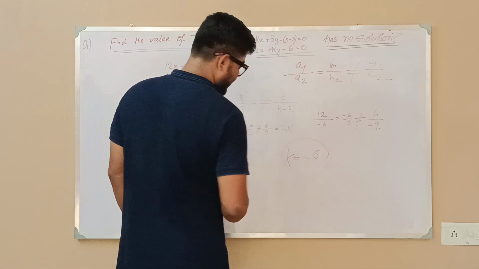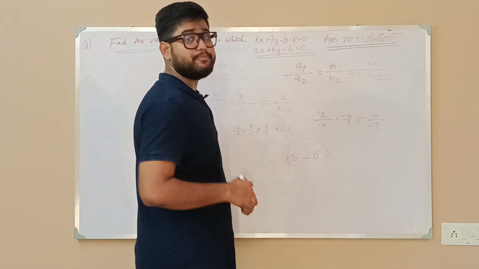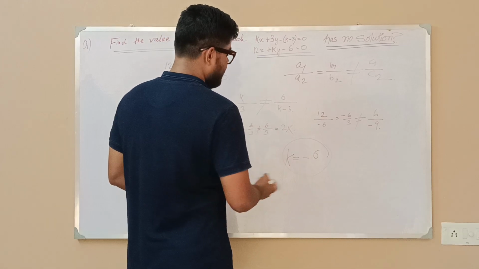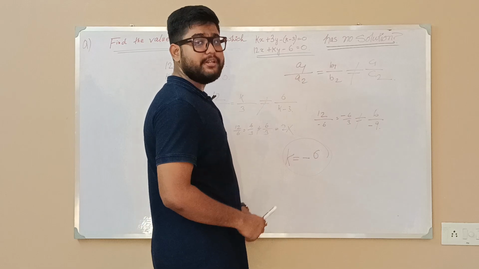You have to keep it in mind. These are the simple tricks you have to perform in your exams. So the value of k will be negative 6. Positive 6 will be discarded.